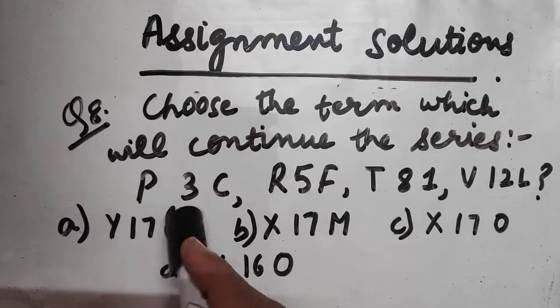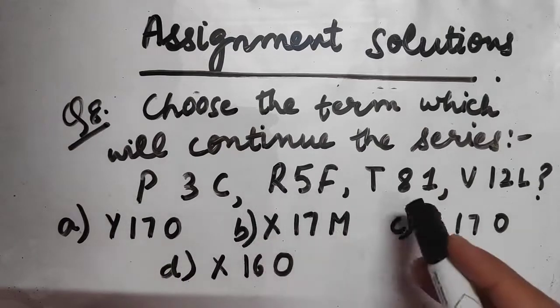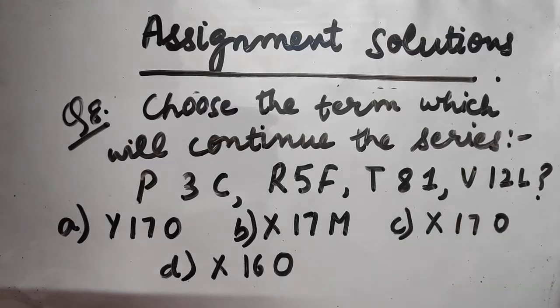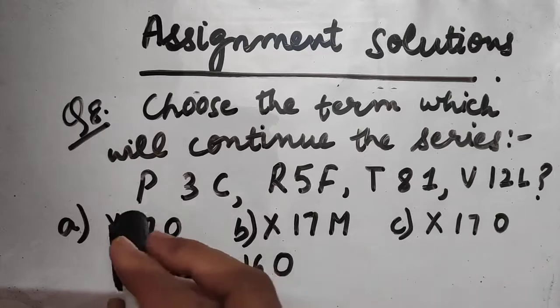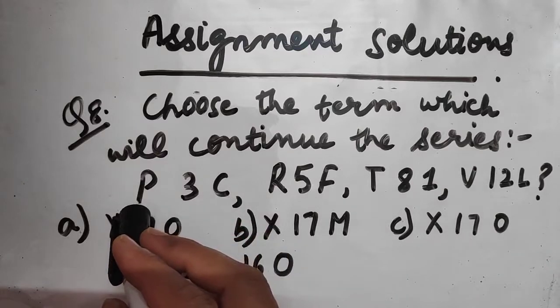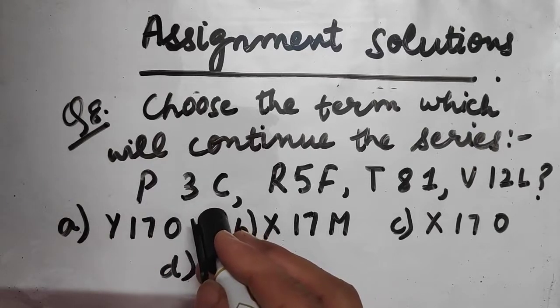Question number 8 is, choose the term which will continue the series. Here P3C, this is the first term. Then we have R5F, T8I, V12L. Now dear children, as there are three parts in each term, P is the first letter, then we have one digit, and then we have this letter.